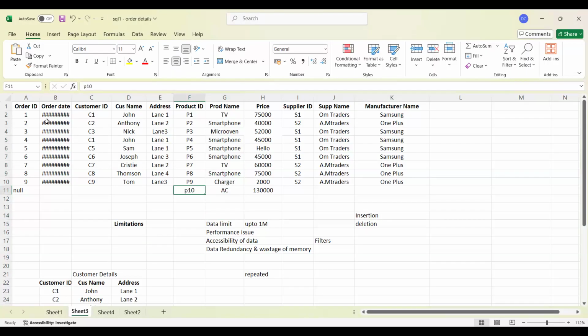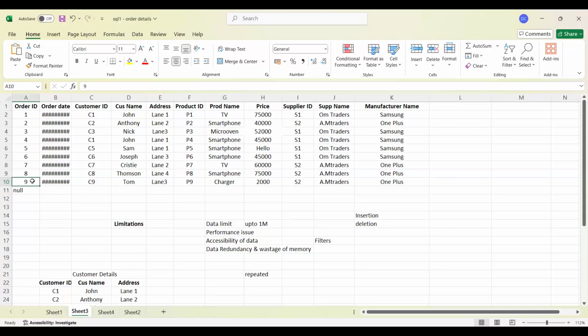Okay, let me remove this. Here again, I have some suppliers and some product names. I have one supplier called AM Traders. He sold some products here. If you observe, I have only one order ID with the product name Charger. AM Traders is one of the suppliers. He is selling some products. He sold one charger.